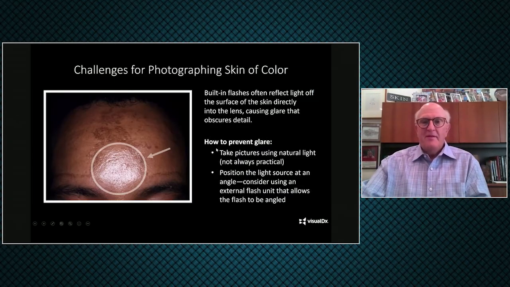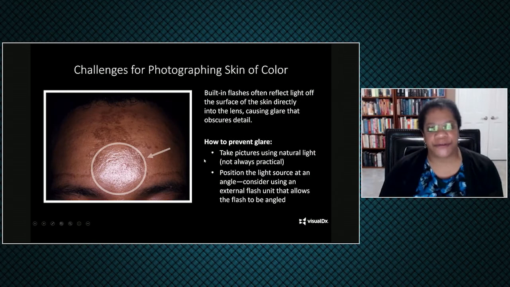Okay, let's see. So there are some challenges for photographing skin of color. One of the most common ones that I have found is that with the use of the built-in flash, you often get this prominent reflection of light off of the surface of the skin. It directly reflects back into the lens, which causes glare that obscures detail. I find that this occurs more commonly on convex surfaces, which probably just reflects the fact that that's the surface that's closest to the lens.